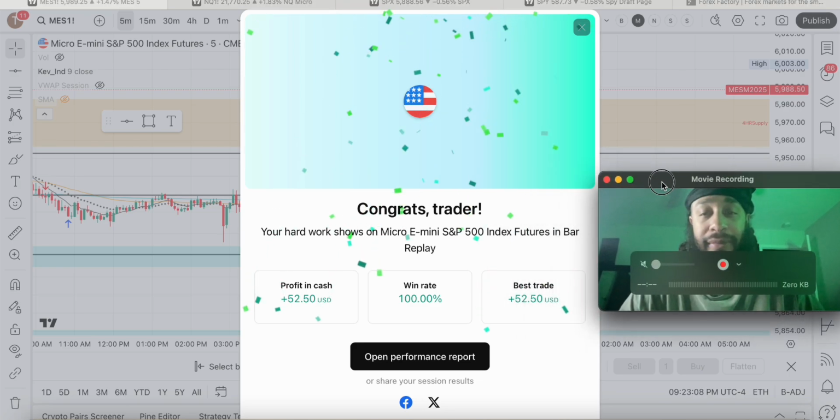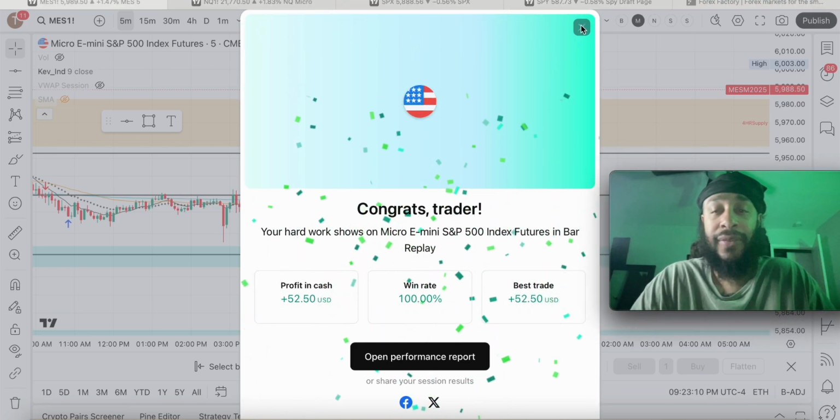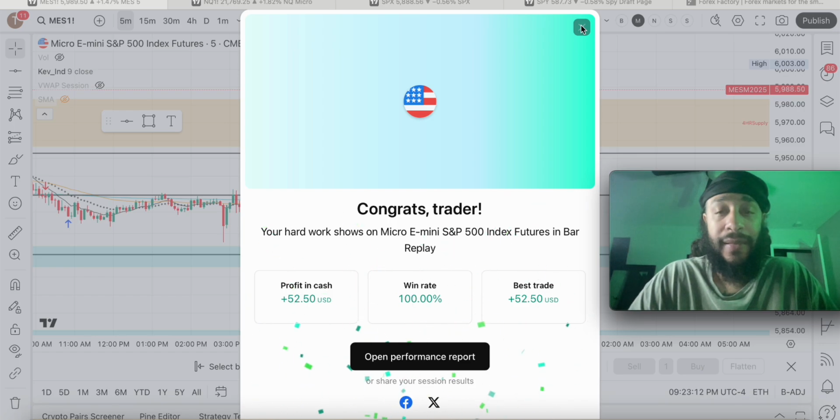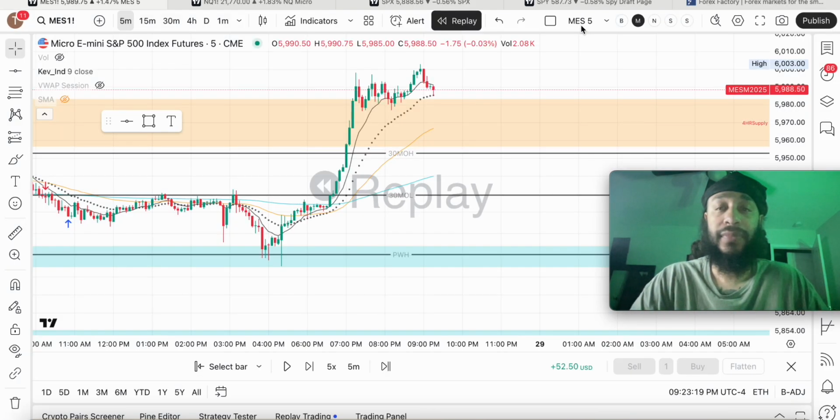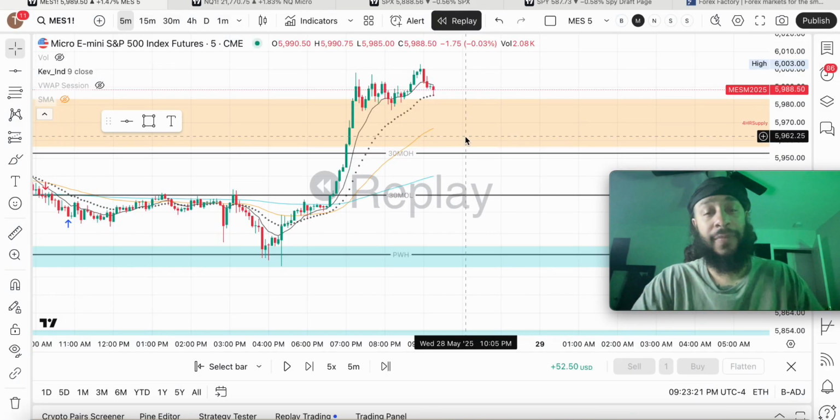Wowzers. Thanks, TradingView. I didn't even know that. Cool. It's only one trade, but great. Yeah, that's my strategy though.